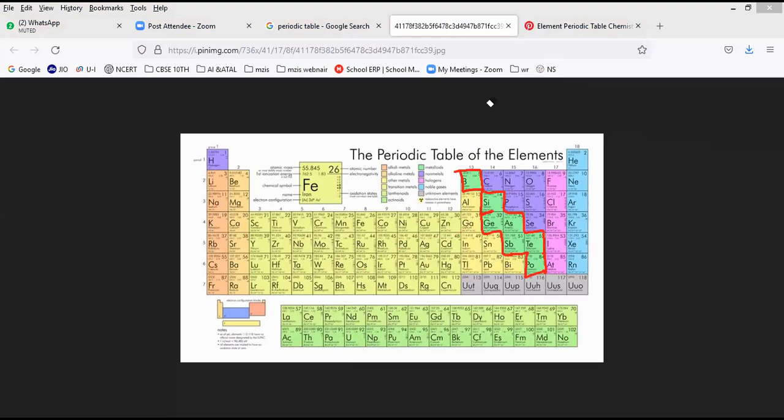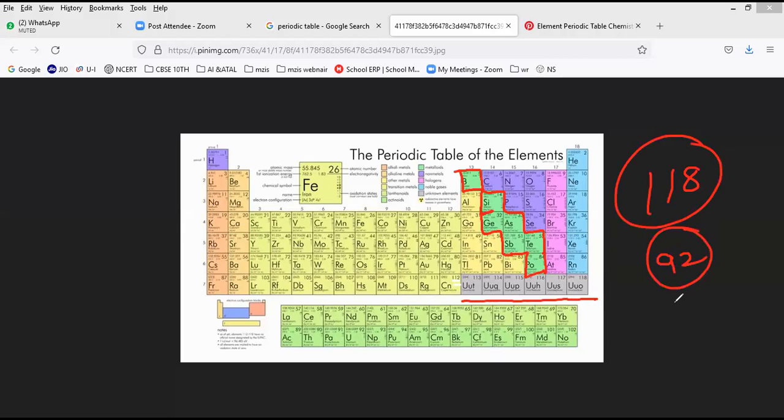All of you observe. Now you can notice it. According to your textbook before, only 112 elements were there. After that, these elements were discovered, prepared by humans. So the known elements to humans total 118. Of these, 92 elements are naturally existing elements. The remaining are all man-made elements. Is it okay, everybody? Yes, sir. You have to remember.